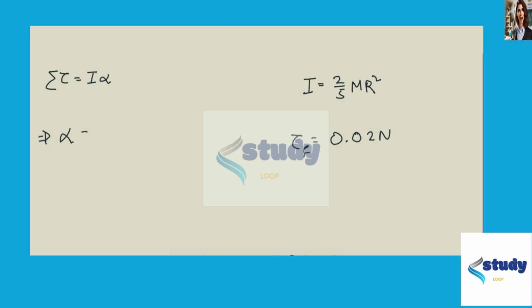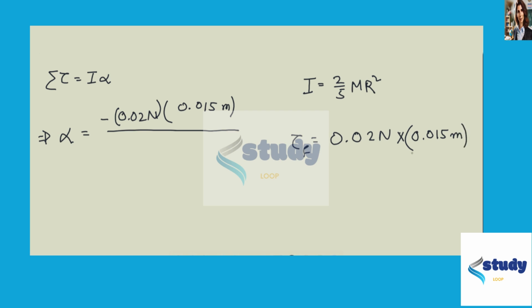So the angular acceleration due to friction will be negative 0.02 newtons times 0.015 meters. The reason we're multiplying this is because we're given the frictional force, so this is really torque. Torque is frictional force times the radial vector, which is 0.015 meters. This is just a multiplication, not a cross product, so we'll just multiply one with the other.